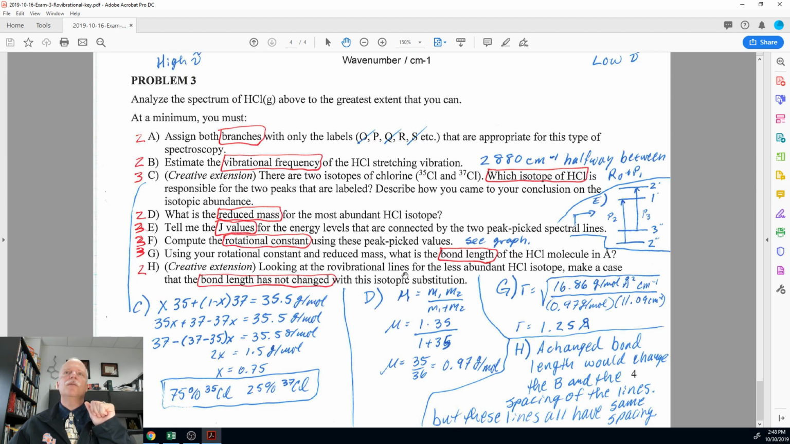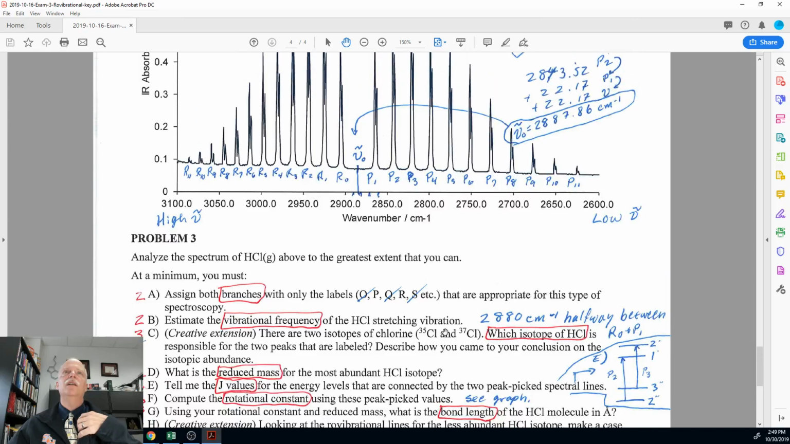If you look at the spectrum, what would happen if you did change the bond length? If you change the bond length, then the rotational constant would change. And if you change the rotational constant, the spacing in the peaks would change. And so the question is, if you change the isotope of chlorine, and that changed the bond length, and that changed the rotational constant, then one isotope would have a different line spacing than the other. So HCl37 would have a different spacing between its lines than HCl35. So what do we see?